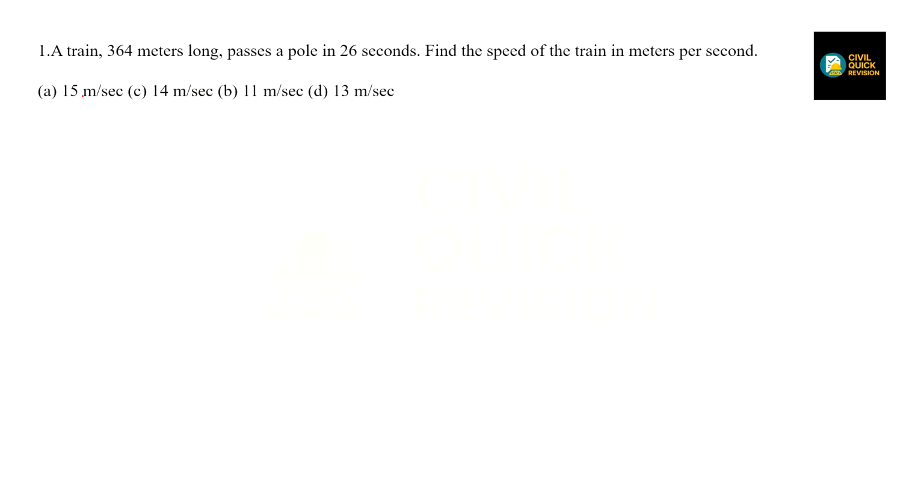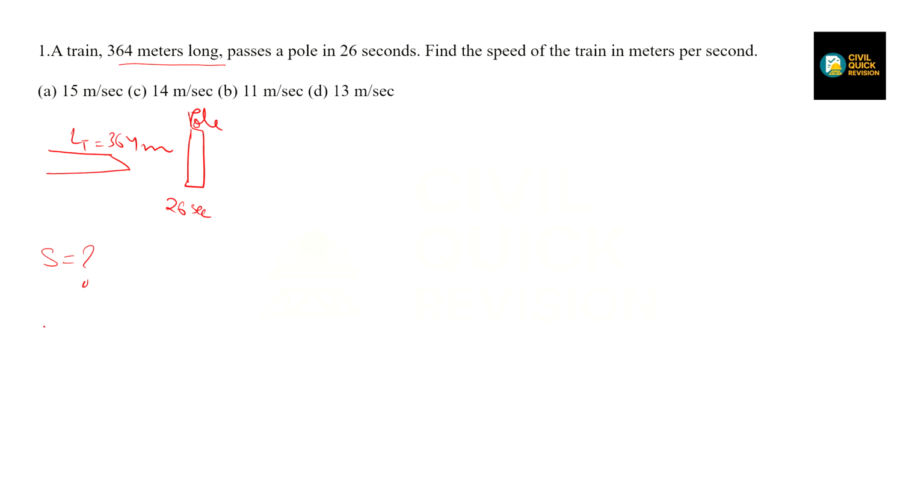You see, a train of length 364 meters passes a pole in 26 seconds. Find the speed of the train. They ask for the speed of the train per second.